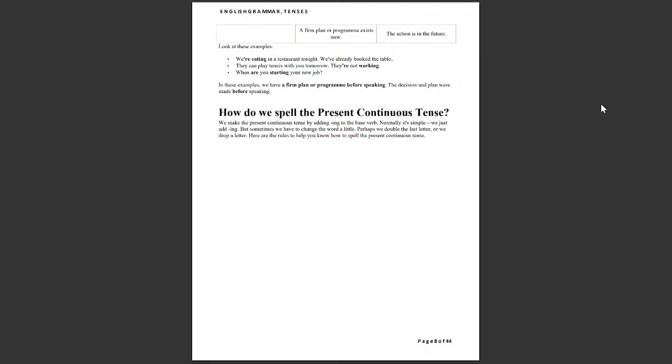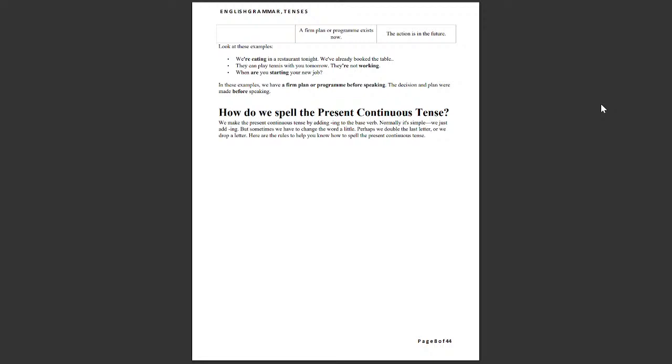And see, they are playing tennis with you tomorrow. They are not working. When you are starting a new job. So this is something like the future tense. In these examples, we have a plan or a program before speaking. The decision and the plans were made before speaking.